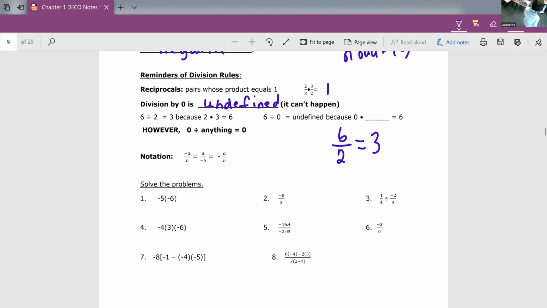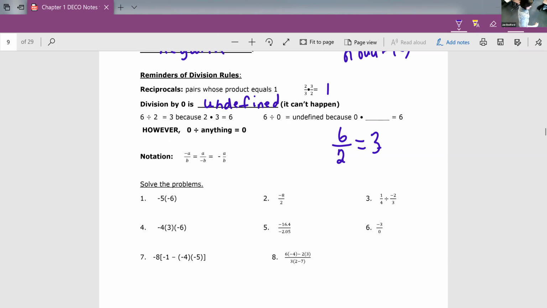How would you check your work? Remember? This answer times the denominator should equal the numerator, right? 3 times 2 equals 6. And that's because we say that division and multiplication are inverse properties. That simply means one undoes the other. So if I multiply something together, I can undo it by dividing by the same number.